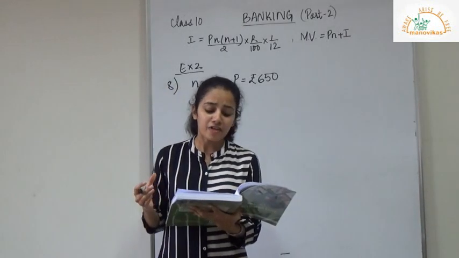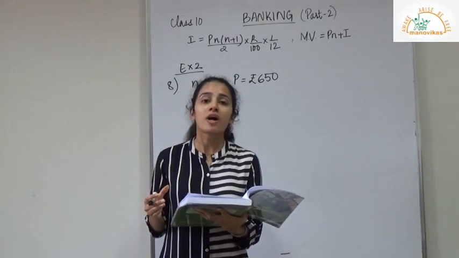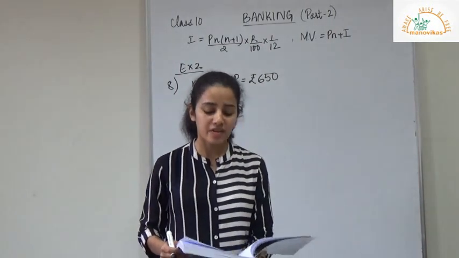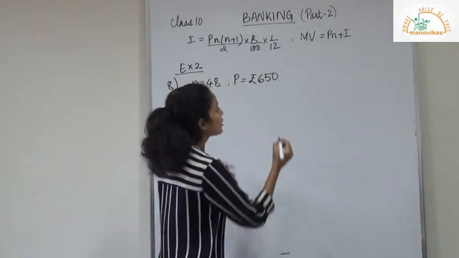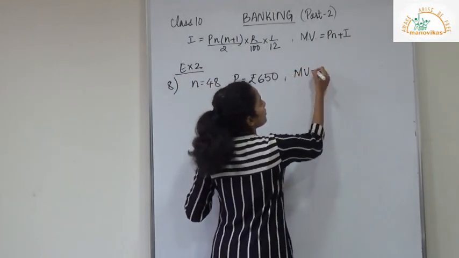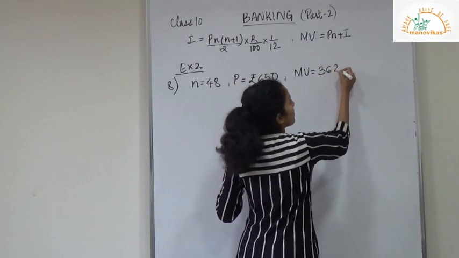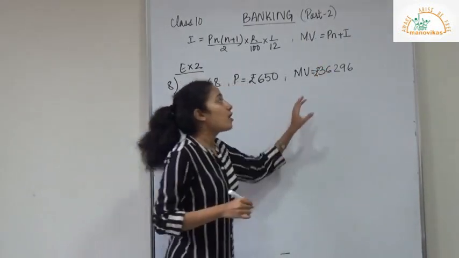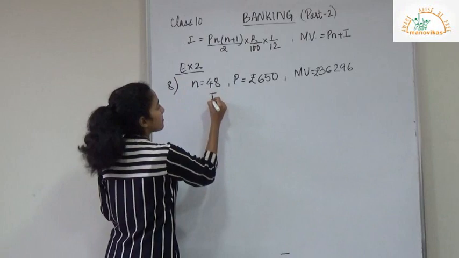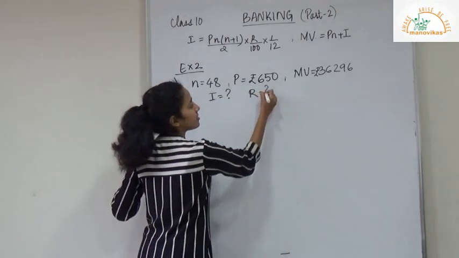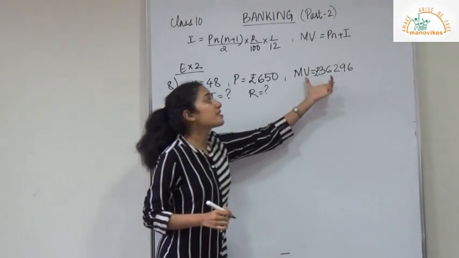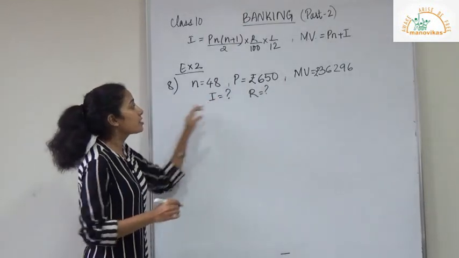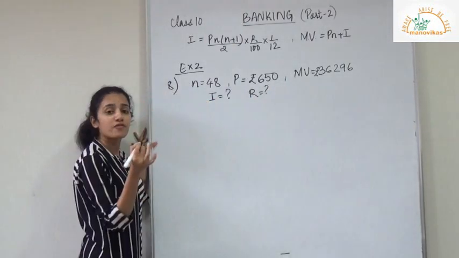The next thing is, if he receives rupees 36,296 at the time of maturity, we have to calculate the total interest and the rate of interest per annum. So you are given here the maturity value, which is 36,296 rupees, and now you are told to calculate the interest and you are told to calculate the rate. So the first thing, using the given condition, let us first calculate the first part, that is the interest. For interest, you will be using the maturity value formula itself.